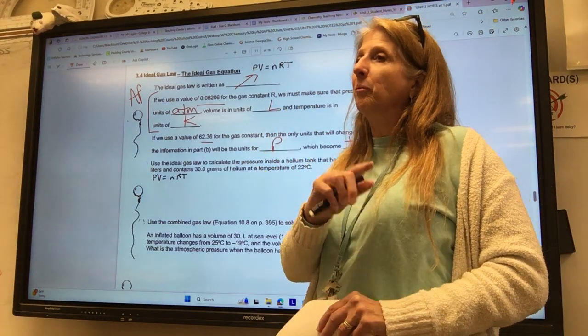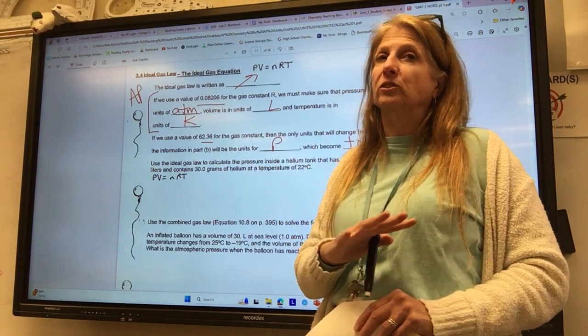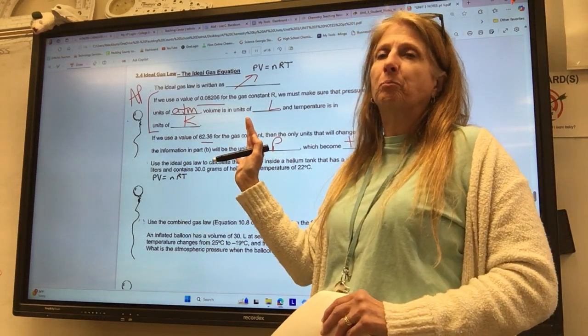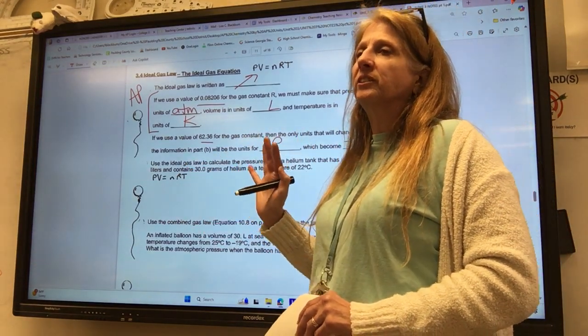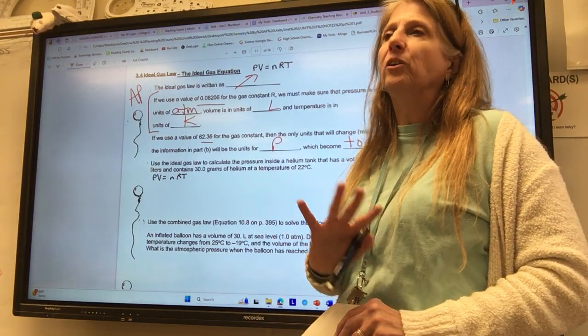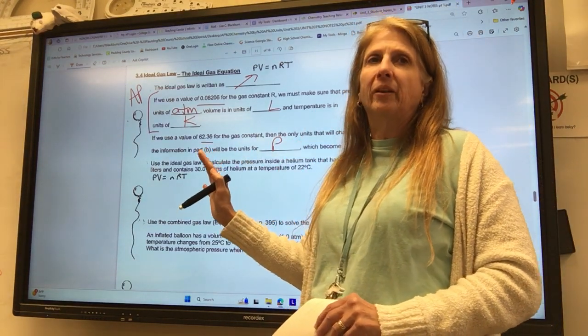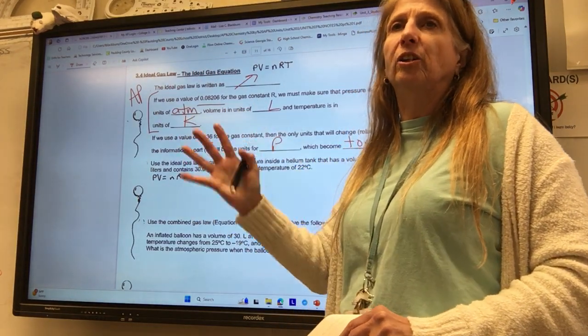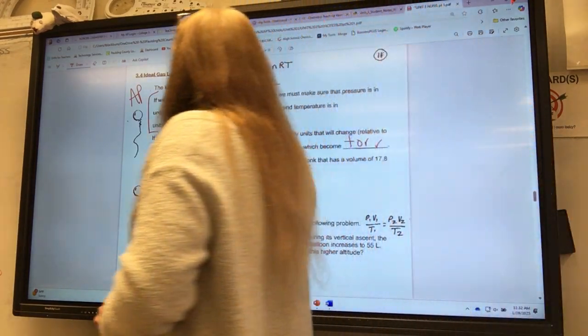Your book has problems and the answers in the back of the book, so it's a wonderful resource. But for these ideal gas problems, let's just stick to the ones I give you in the I Do We Do's and the one on the College Board website so that we can really get in our head these values and how to use them. Okay? So for this one, no book work.